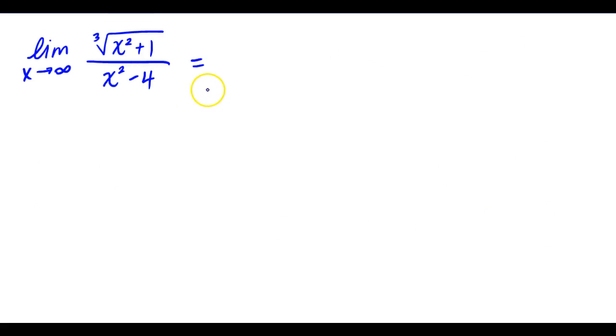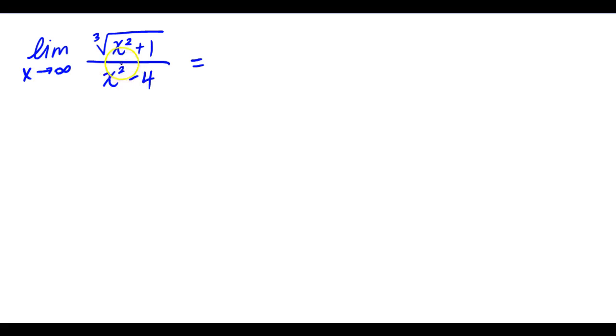Alright, so now we're going to look at one last example just to cover all the different types of problems you could see. So here we have the limit as x approaches infinity of the cube root of x squared plus 1 over x squared minus 4. So now we have a cube root instead of a square root, so let's see how we would handle this.